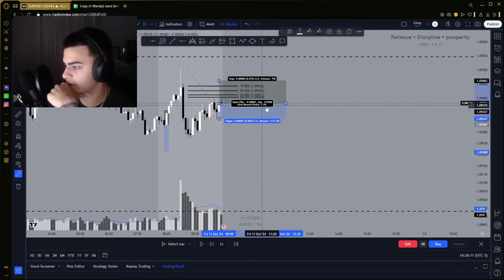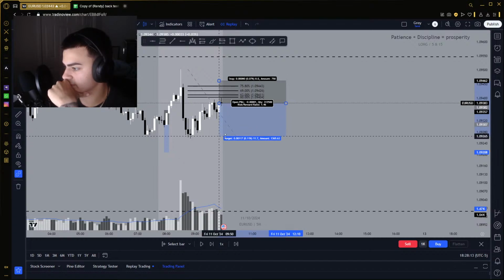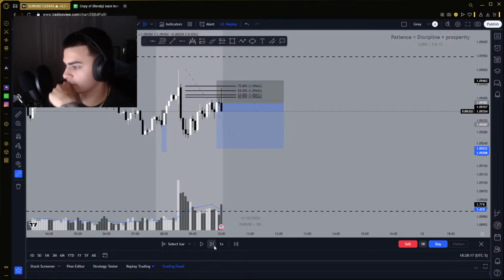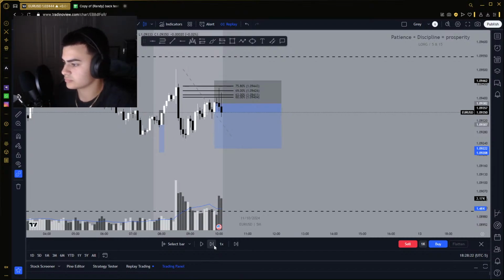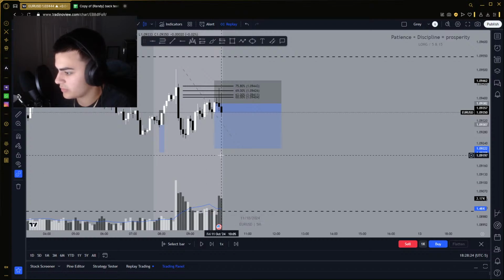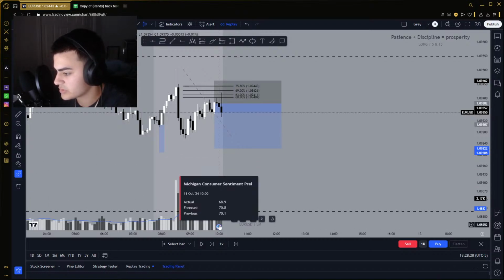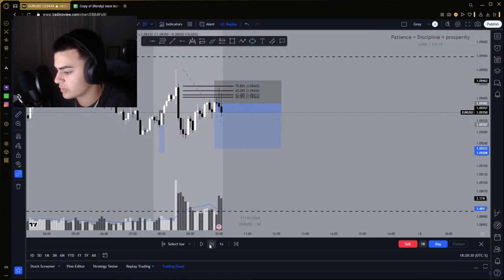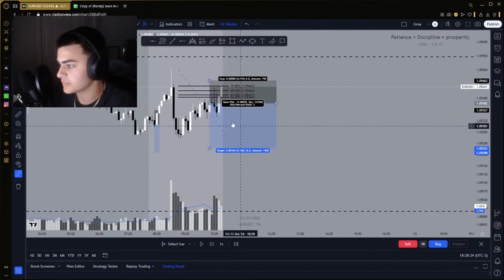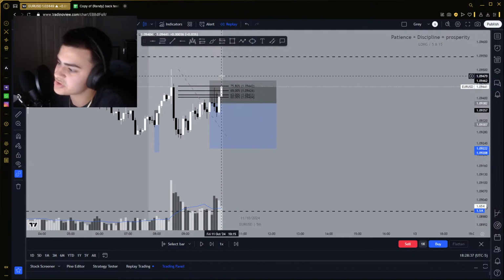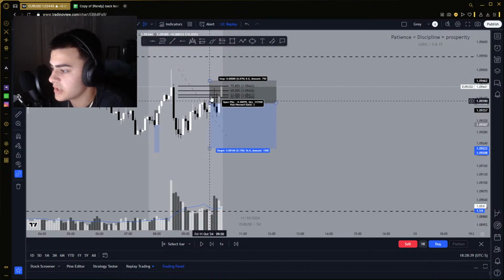Boom, that would have been my entry. And look further too. But then, oh, the news candle already passed. What news was this? It was an orange folder, I think. I still really like this though. I might touch stop loss unfortunately, but this looks really good.